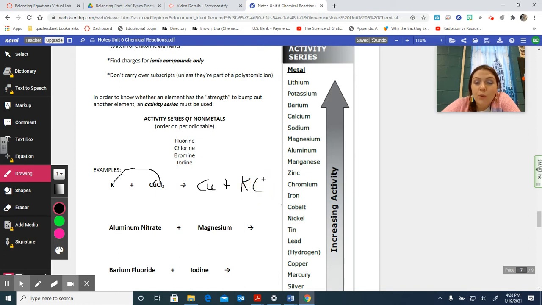Now, the last part, you won't always have to do. Part of your worksheet today is way simpler. It's just telling me which one is going to kick out. If I gave you this reaction all the way done, you're going to tell me, is potassium strong enough to kick copper out?